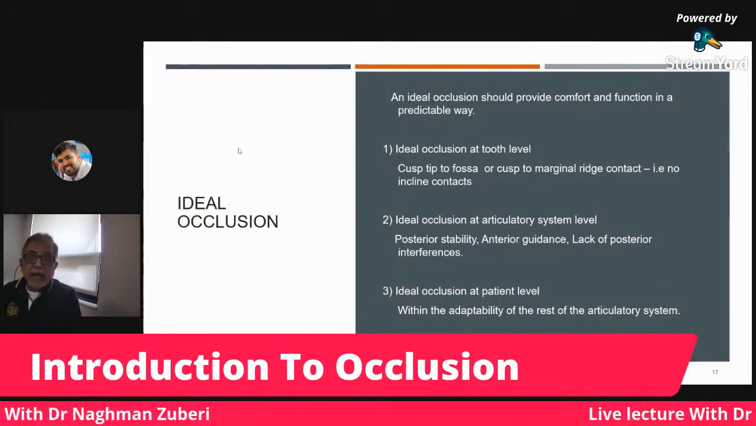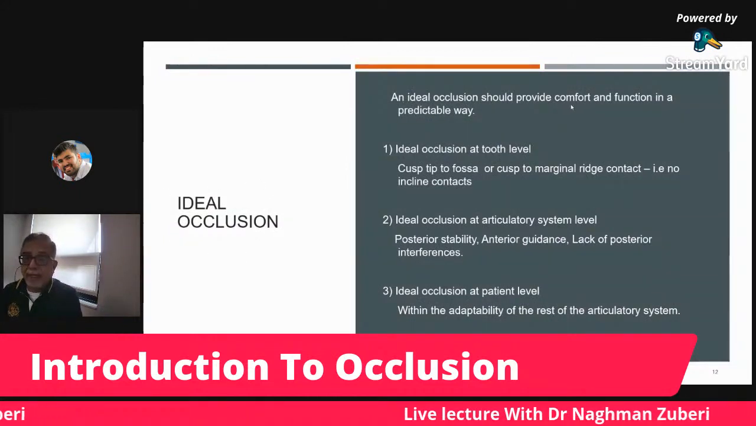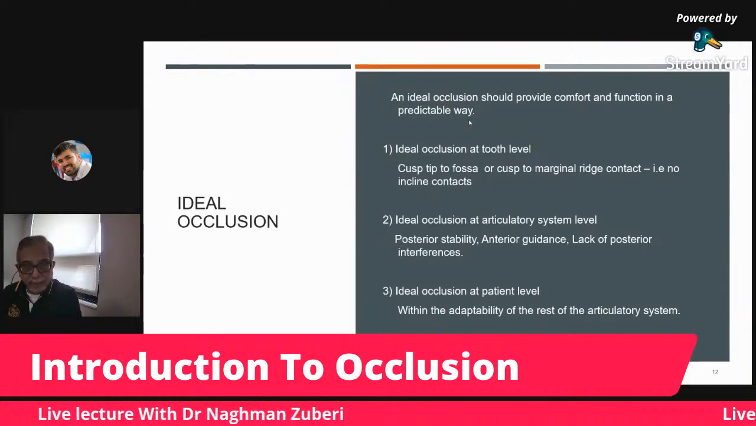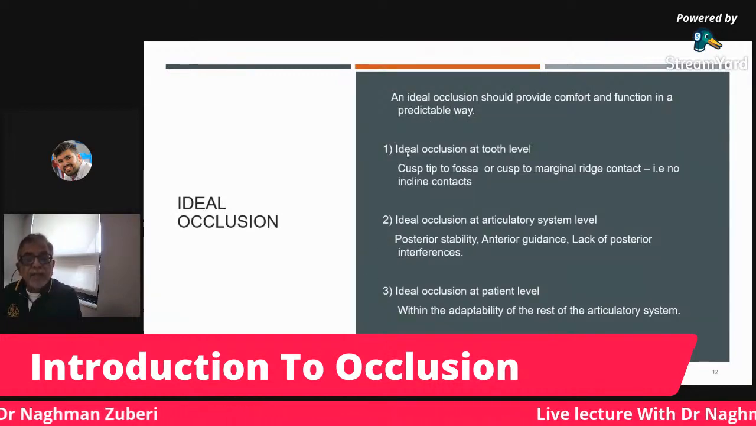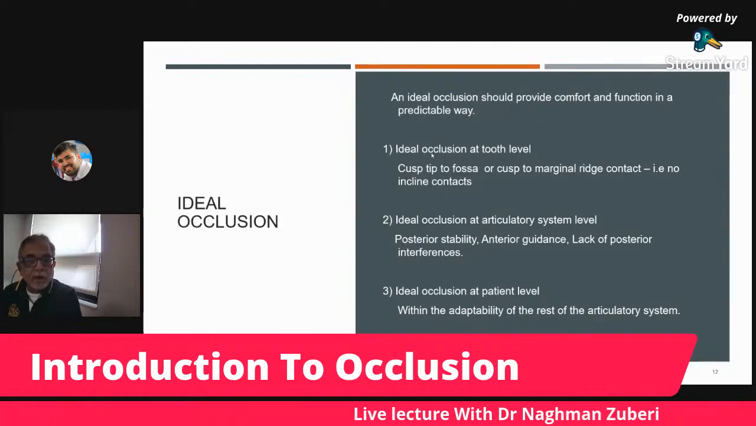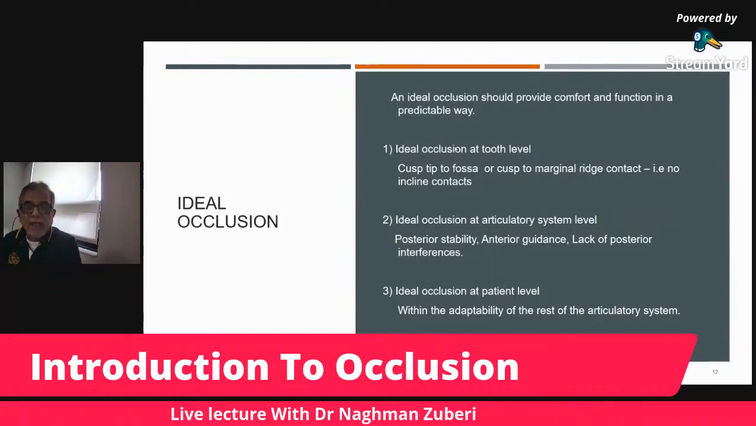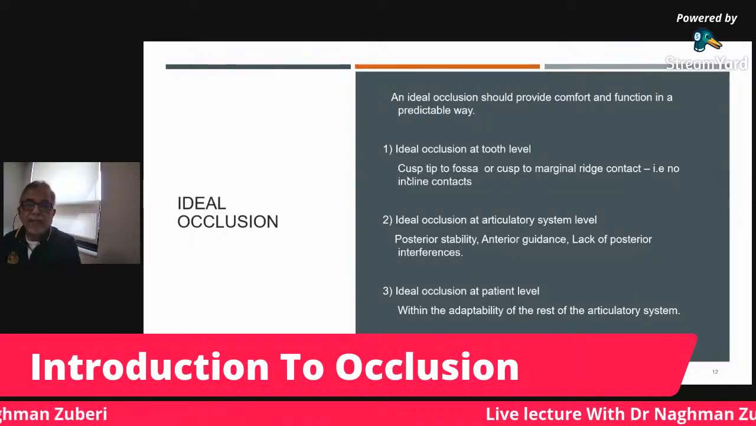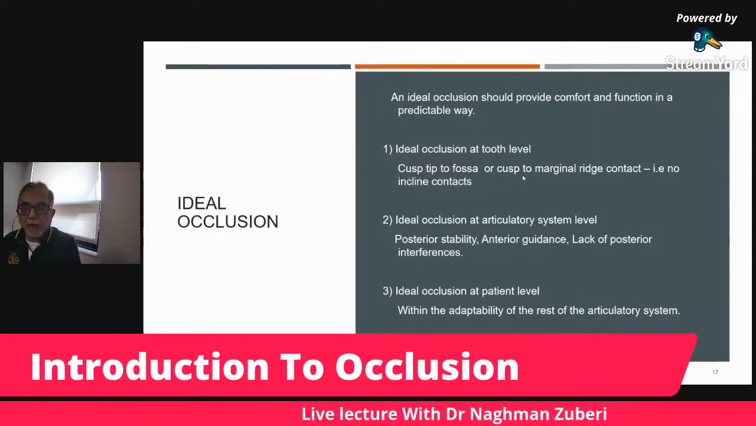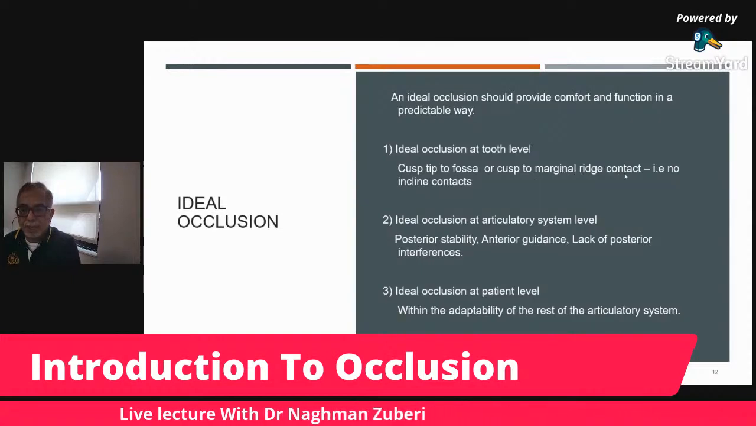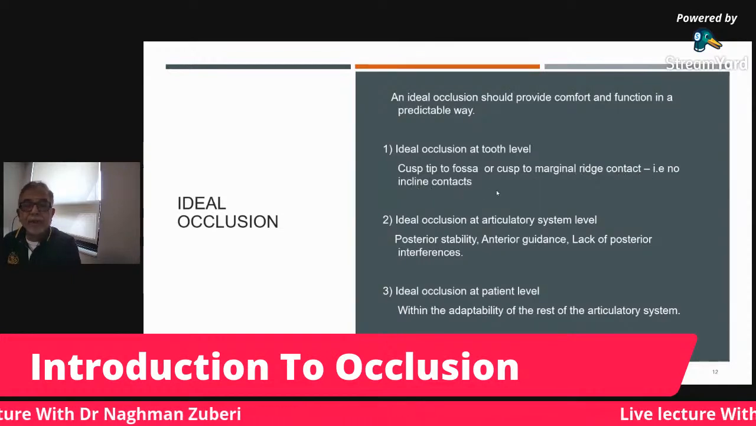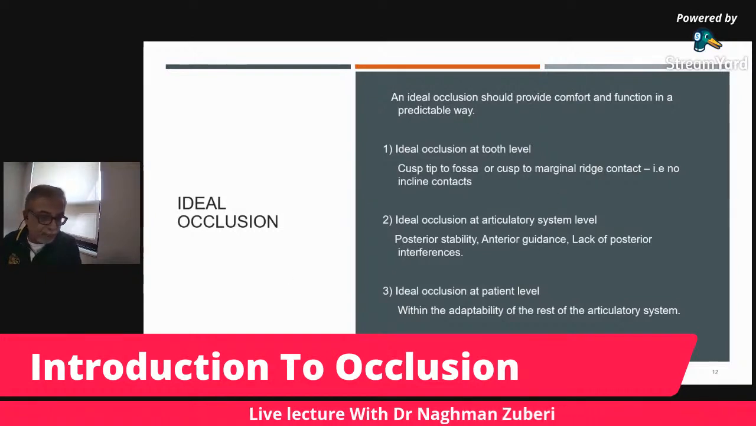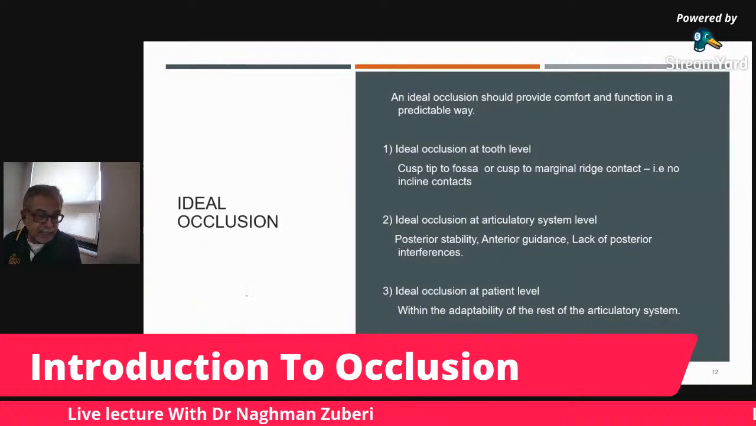Ideal occlusion. An ideal occlusion should provide comfort and function in a predictable way. There are certain levels of ideal occlusion, what does it mean? The ideal occlusion at the tooth level: here, the cusp tip to fossa or cusp to marginal ridge contact means there must not be any contact on the inclines. What does it mean? I will explain that to you.